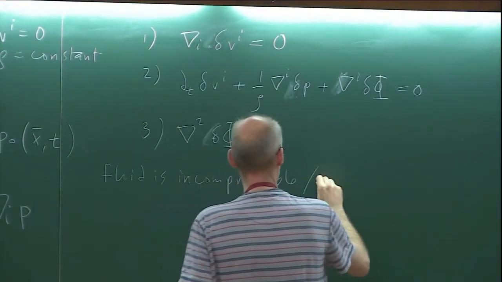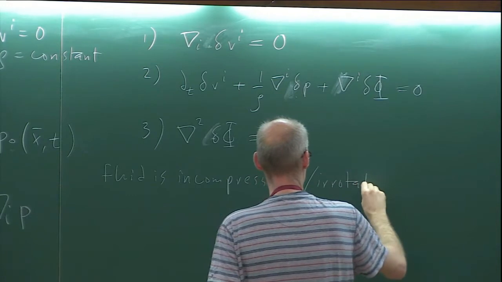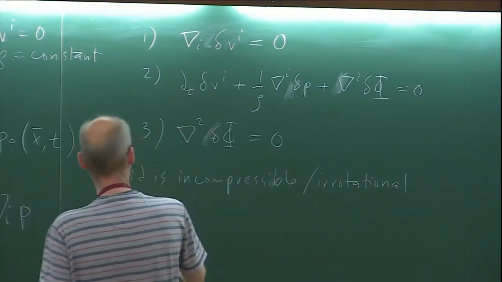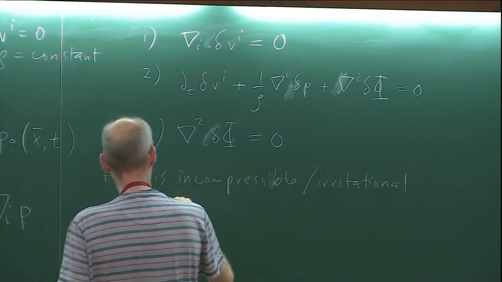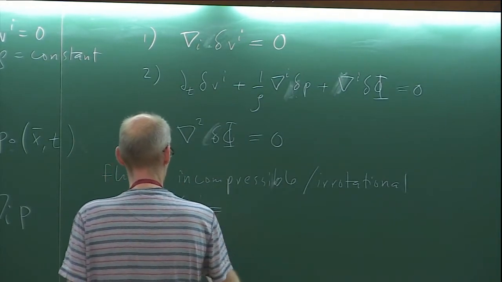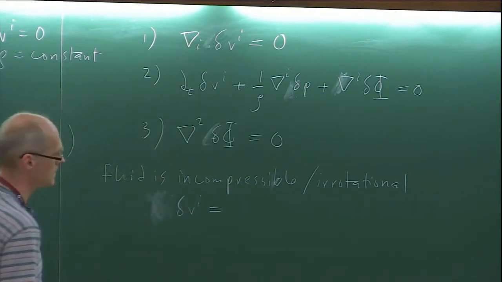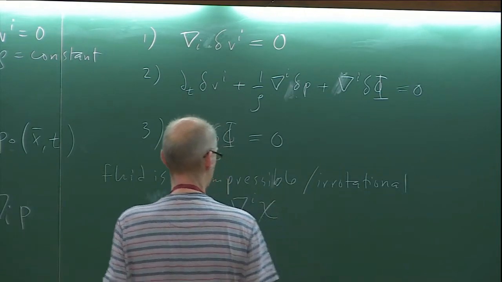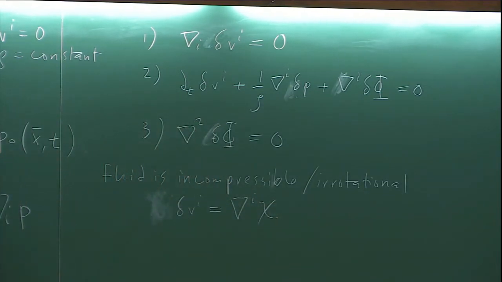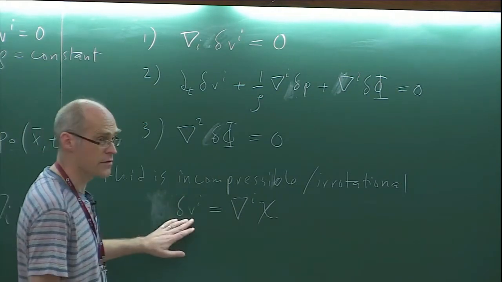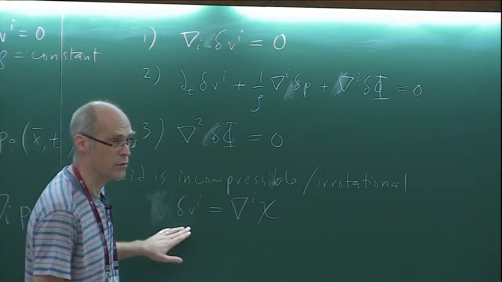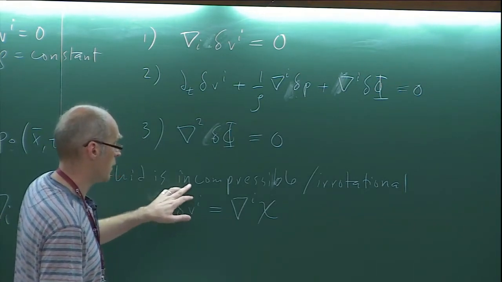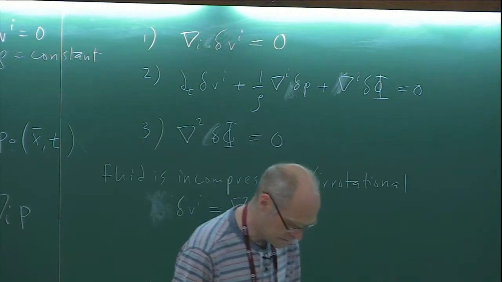Let's add the fact that this guy is irrotational. That means that we can write the velocity field, perturbed velocity, as the gradient of a scalar. Let's call it chi. Okay? Now if you take the curl of this, then that vanishes. So this is irrotational. So that's another assumption I'm putting in here, okay? But for an incompressible fluid, that has to be the case.